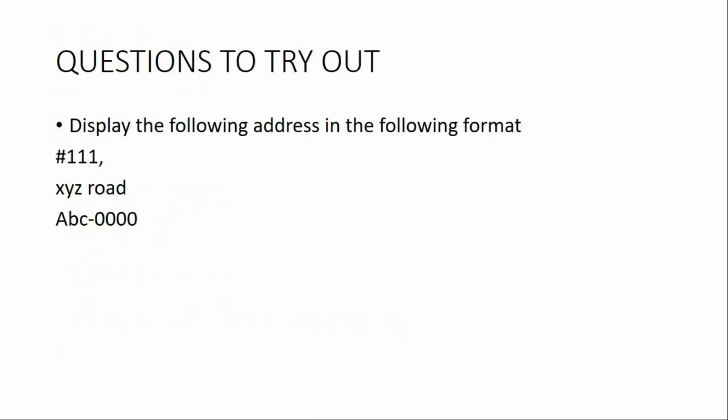Now a problem you could try out is to display the following address in the following format. So try printing this address out. Use cascading outputs. I want you to do it in one cout statement. Use \n or endl, that's your wish, and try getting the output in the following format.